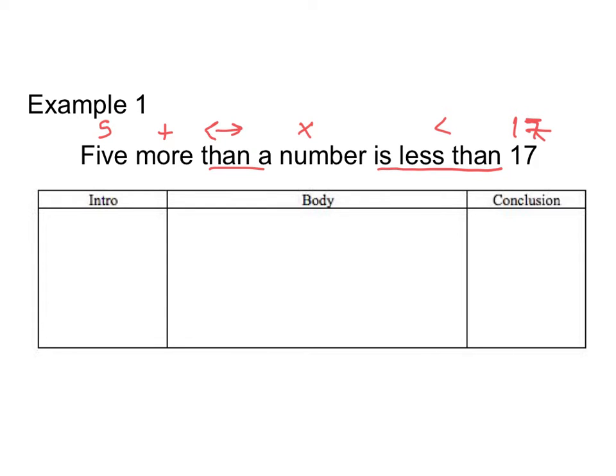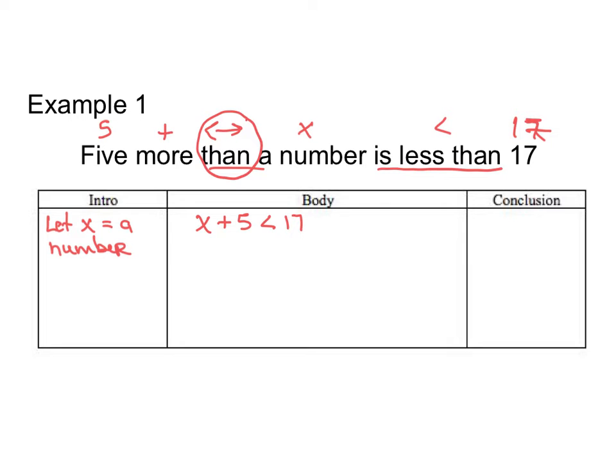Okay, so the intro is we're going to define what we're talking about. So we're going to say let x equal a number. The body is our equation. Because we have this kind of switch going on, we're going to say x plus 5 less than 17. And then the conclusion is we're actually going to solve it and then write a sentence about it. Okay, so this is our equation. We have x plus 5 less than 17.